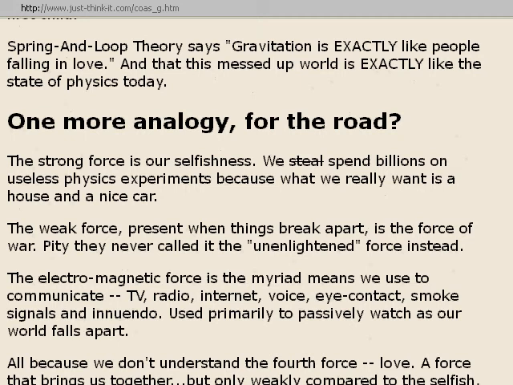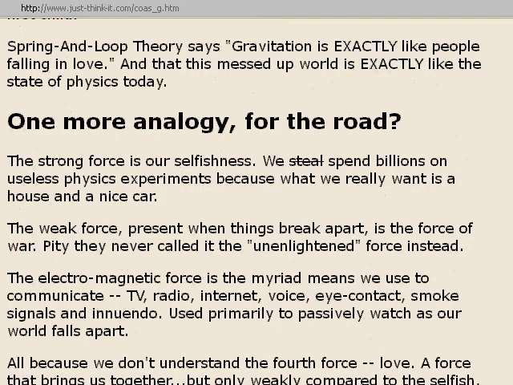One more analogy for the road. The strong force is our selfishness. We spend billions on useless physics experiments because what we really want is a house and a nice car. The weak force, present when things break apart, is the force of war. Pity they never called it the unenlightened force instead.